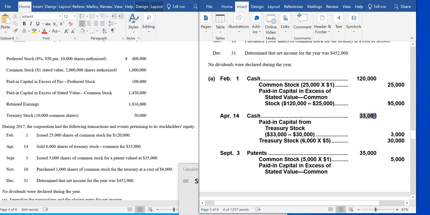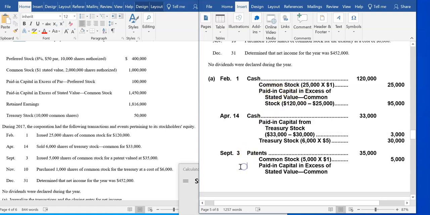We sold it for $33,000. It had cost us $30,000. An additional $3,000 was paid into capital from the treasury stock over and above its original cost. So we have a paid in capital and excess account, a PIC account for treasury stock as well. Each type of stock has its own paid in capital account.